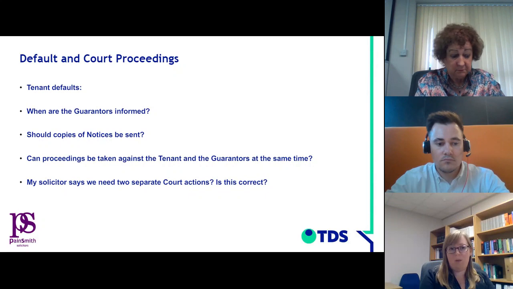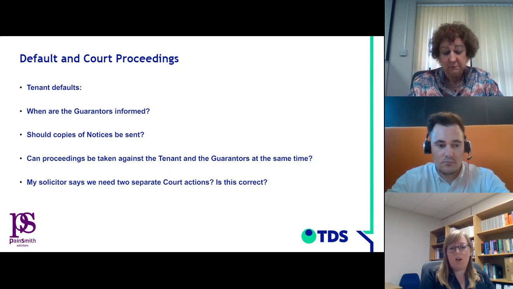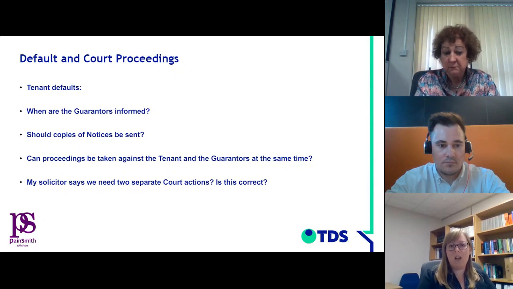Now, as we've mentioned, you may well be looking at serving a notice on the tenant. So include a copy of that notice to the guarantor at the same time. Provide them with the same opportunity and length of time to come back to you and rectify the breach if they intend to do so. Or if not, enable you to evidence that you've notified them as part of those proceedings. It is not possible to continue without notifying them and giving them that opportunity.